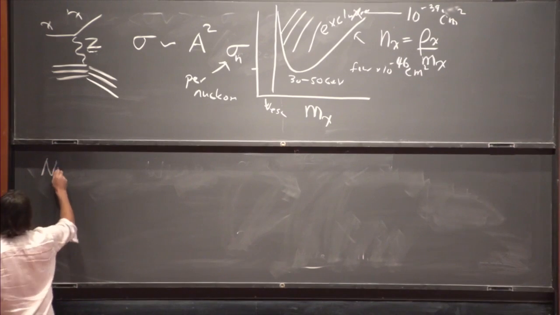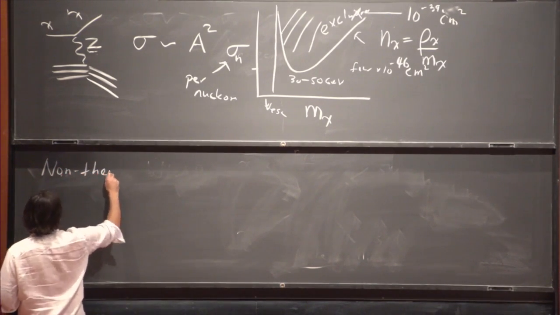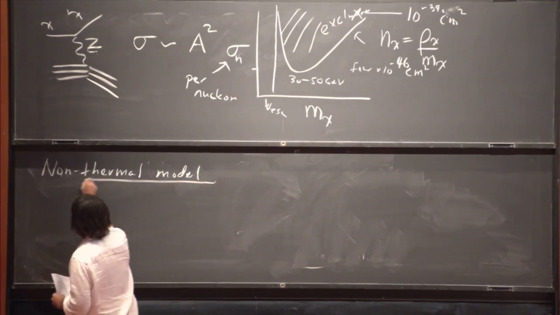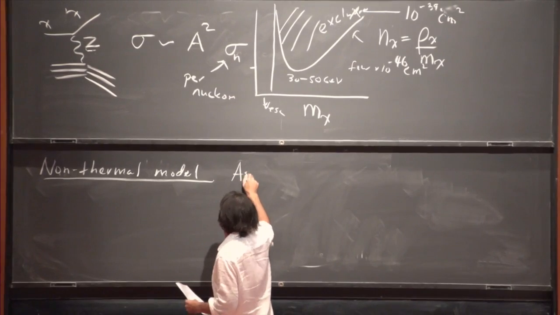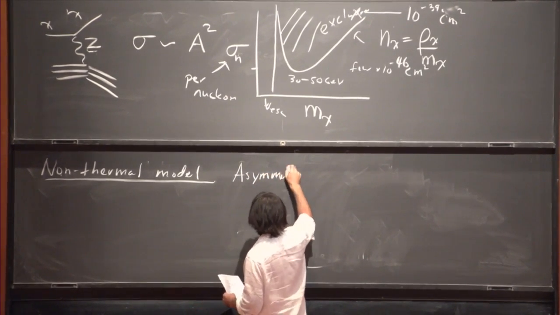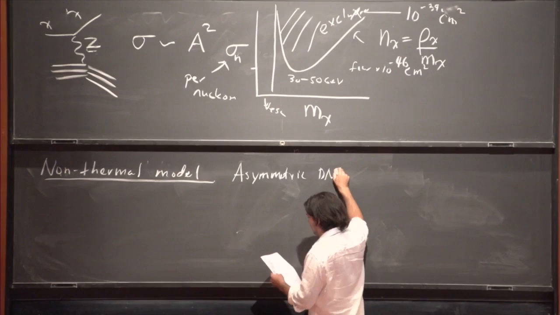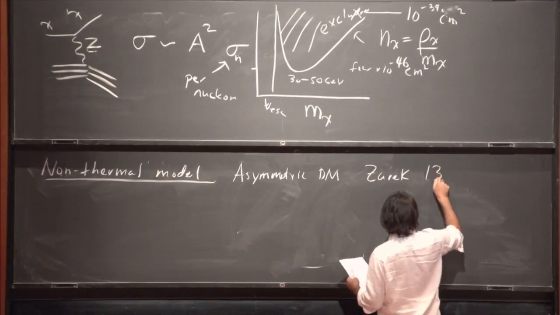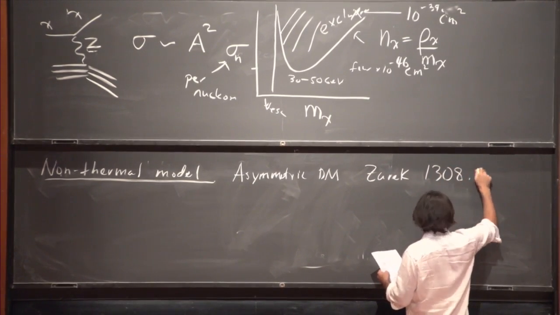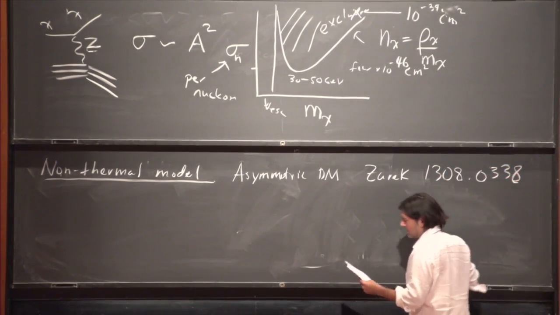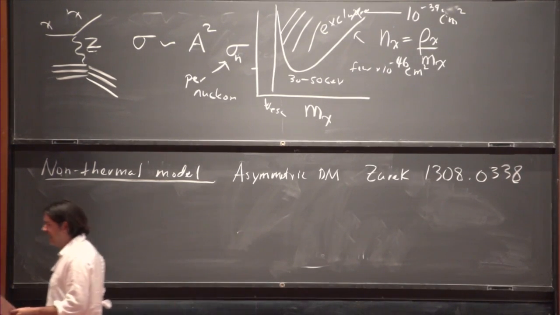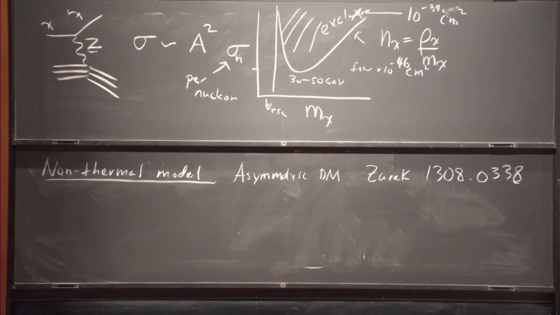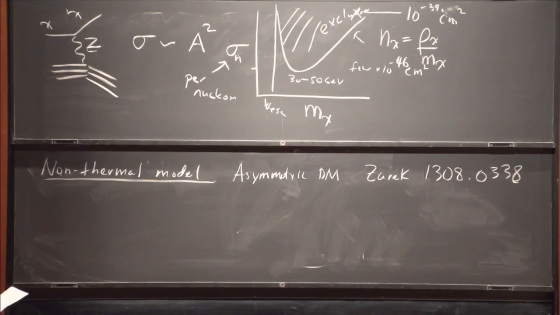So let's consider a non-thermal model, but a very important one, or scenario, I should say. It's not a specific model, which is asymmetric dark matter. There's a very nice review by Kathryn Zurek, where you can find a lot of this. So asymmetric dark matter, remember, is the idea that dark matter carries a fundamental asymmetry. There's more dark matter than anti-dark matter, or vice versa.